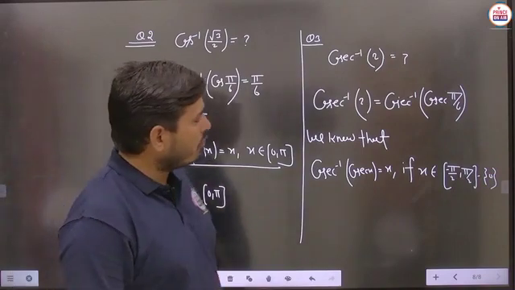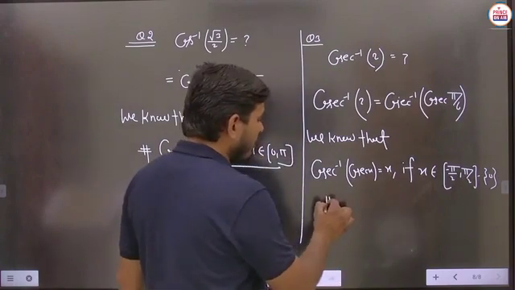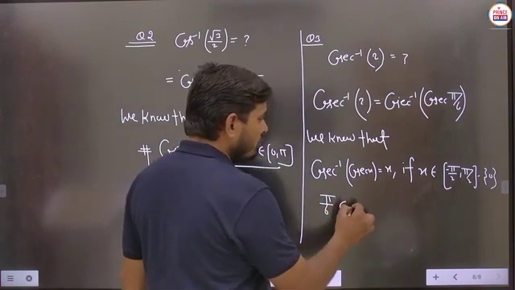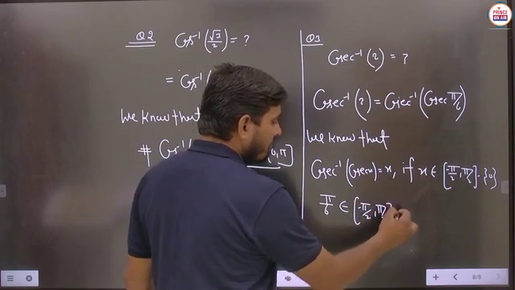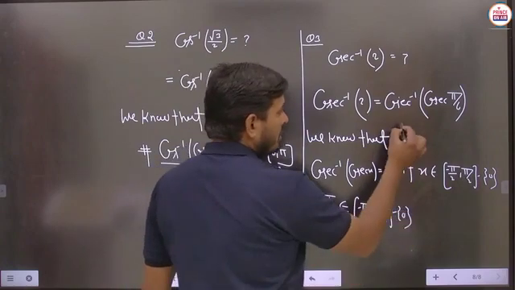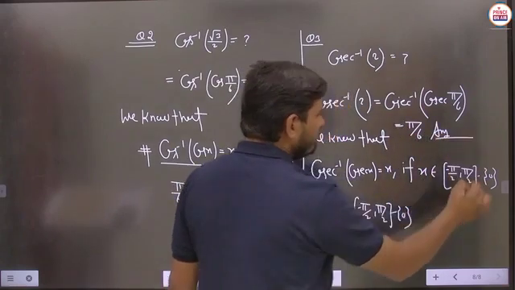So student, we have to check this pi by 6. Definitely this particular pi by 6 belongs to the interval minus pi by 2 to plus pi by 2 except 0. So definitely the answer you will obtain as pi by 6. There should be no problem. Is it clear?